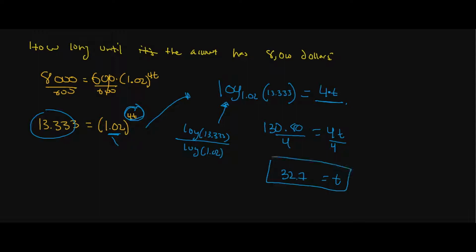Look at that. That means it's going to take us 32.7 years until our $600 becomes $8,000 in that bank account. Pretty crazy. All right, let's go ahead and look at one more example problem for compound interest problems, right?